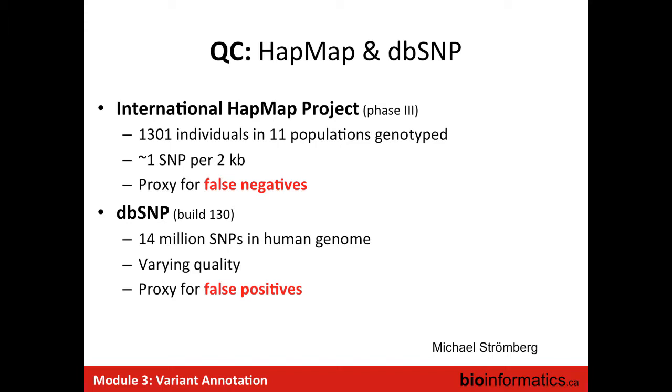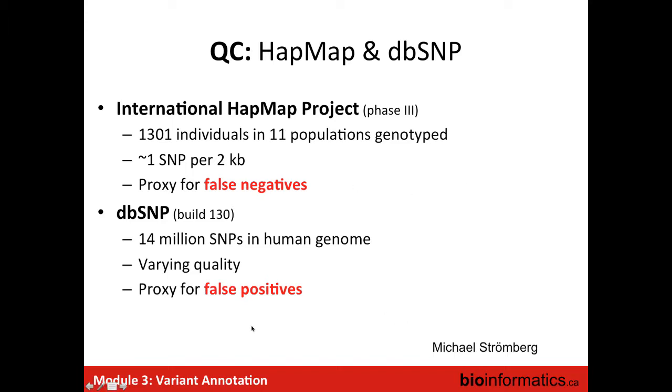So what you do is take data that's a good proxy for false negatives. There's high quality data like the HapMap project that reports known variants in the population. You can use that to see whether you're actually missing some variants in your calls, and you don't want to be missing too many of what are known to be reasonable variants.